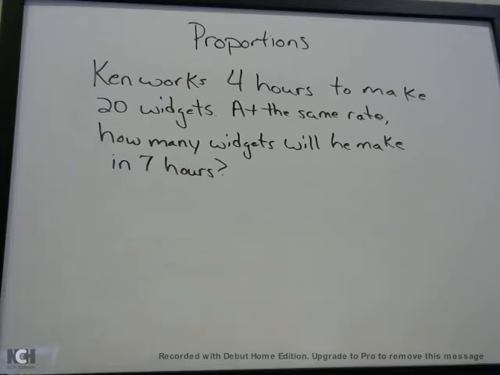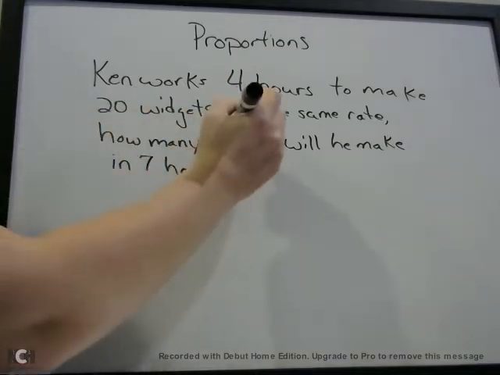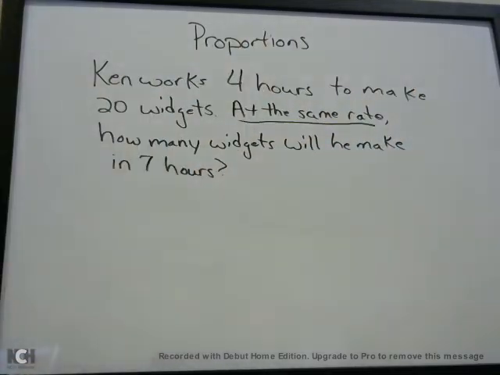So here's another type of problem that you will see related to proportions, and they have to do with the rate of work usually. Here's a problem. Ken works 4 hours to make 20 widgets. At the same rate, how many widgets will he make in 7 hours? The key to this problem, when you see these words, at the same rate, should key you in that you most likely have a proportion problem. He's not going to all of a sudden start making widgets faster or slower. He's going to make them at the same rate.